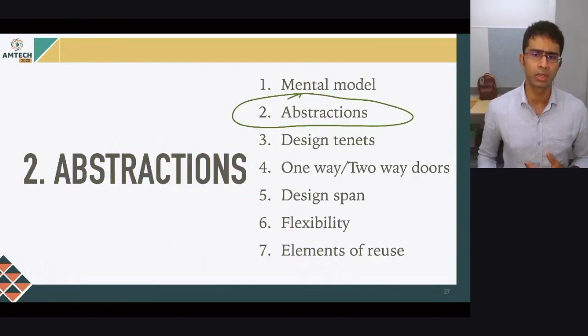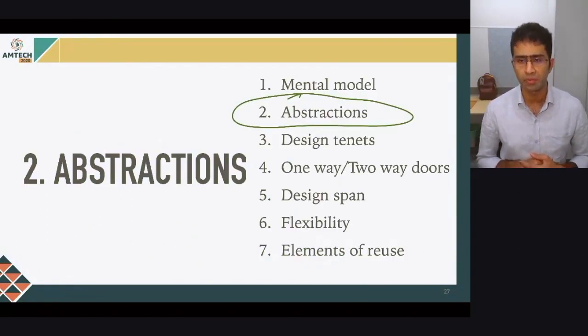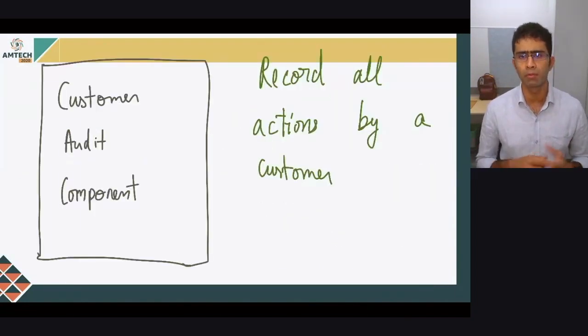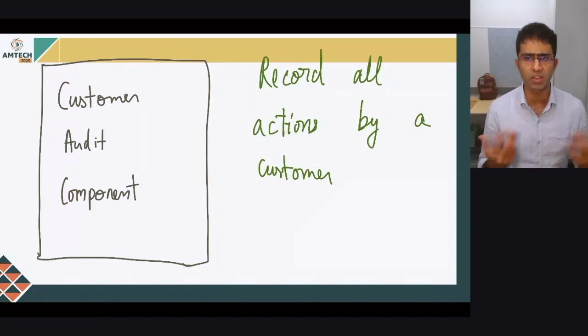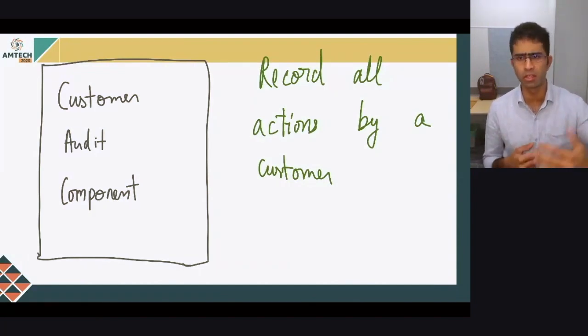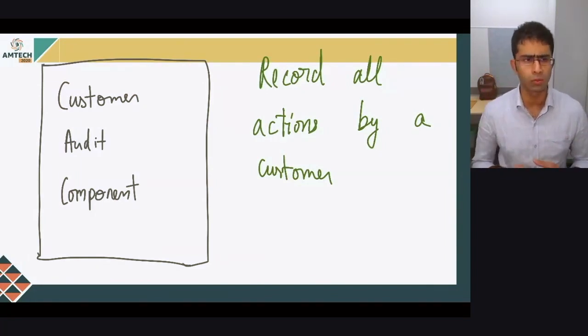So with that, let me go to the next one, which is abstractions. I'll talk about an abstraction with an example. Let's say you have a website where customers perform actions. In the same KYC use case, you want to record all the actions that were performed by the customers, so all the clicks and so on and so forth. So you're asked, that's a requirement.